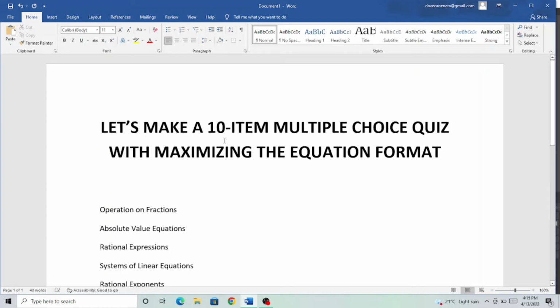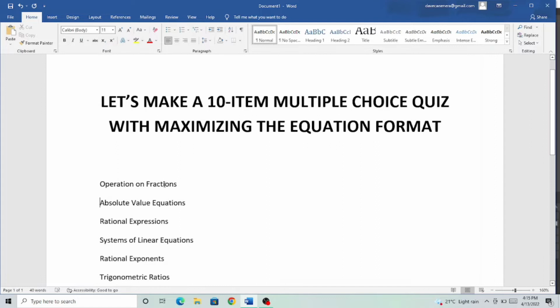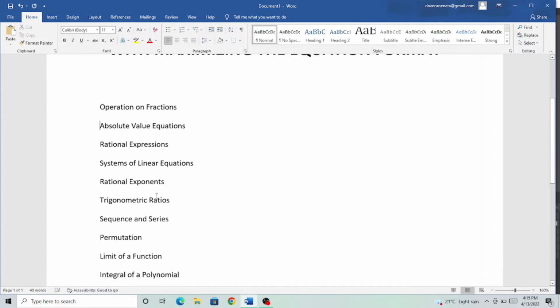Good day everyone. Today I will be teaching you how to maximize the use of Microsoft Word in making a multiple choice quiz with the use of the equation format. So we have here these 10 topics that will serve as a guide on making our quiz.